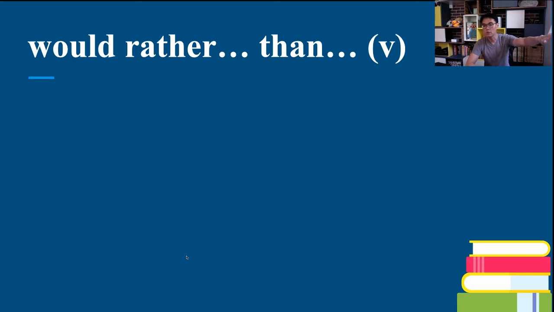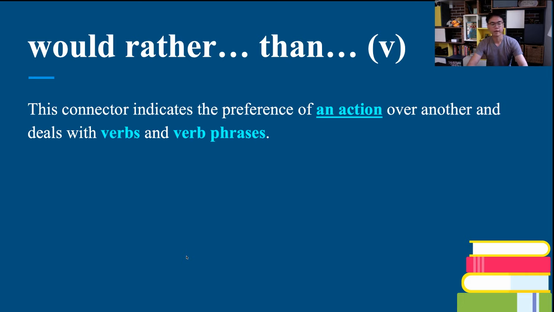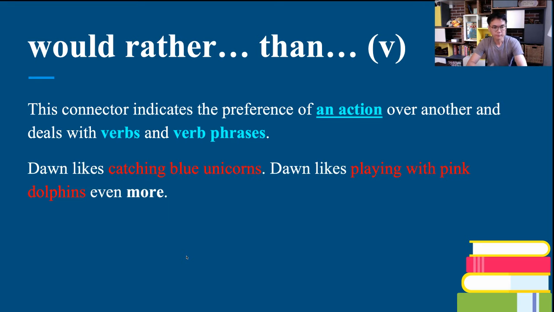So now let's move on to would rather than. Prefer to, remember, was about nouns. So would rather than is about? That's right, verbs and verb phrases. This connector is similar to prefer to in the sense that it talks about preference, whatever you like more. However, it is comparing actions, verbs, and not nouns, objects. So actions and verbs are what would rather than compares. So Dawn likes catching blue unicorns. Dawn likes playing with pink dolphins even more. So there are two things going on here, catching blue unicorns and playing with pink dolphins. Which one does Dawn like more? Yes, that's right, because even more tells me she likes playing with pink dolphins more.